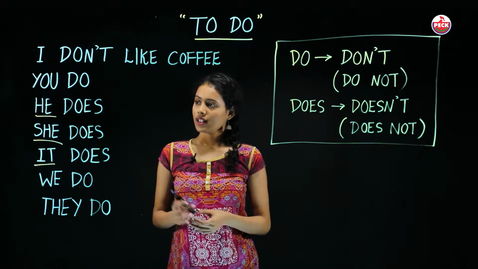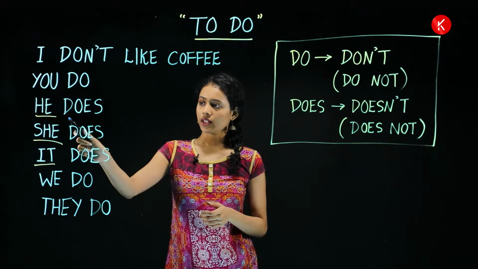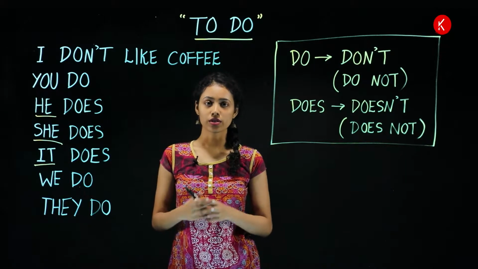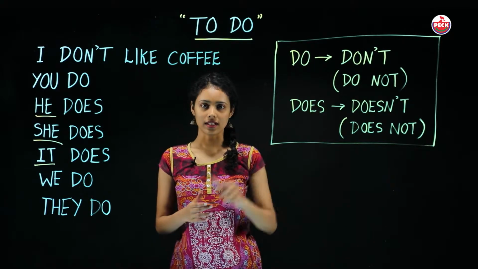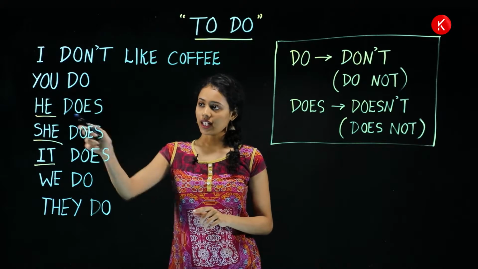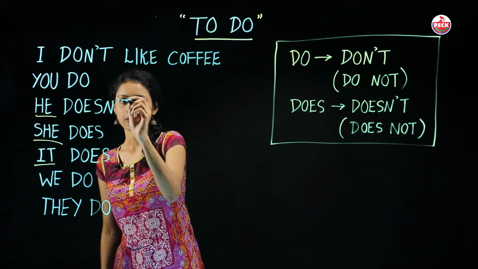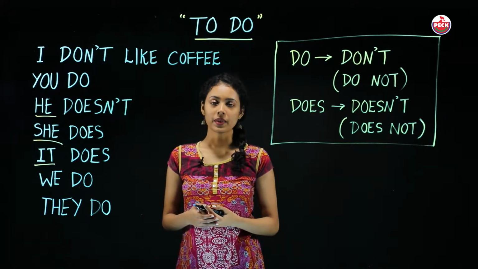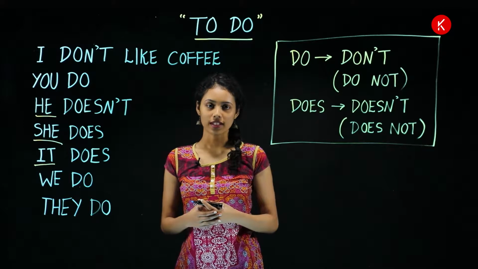Now let's move on to he, she, and it. Here we use does and not do. So we learned that does becomes doesn't, which is a short form for does not. So he does will become he doesn't. So you can say he doesn't like coffee or he doesn't drink coffee.